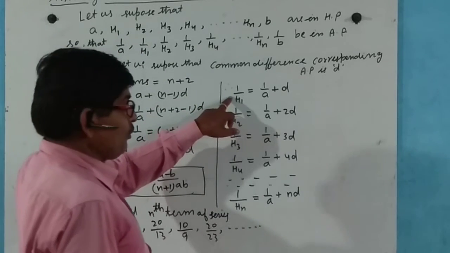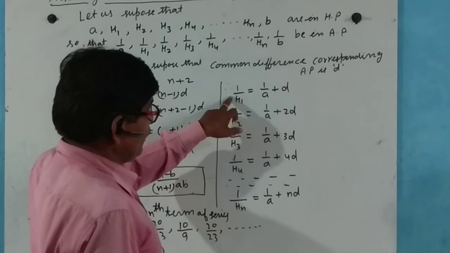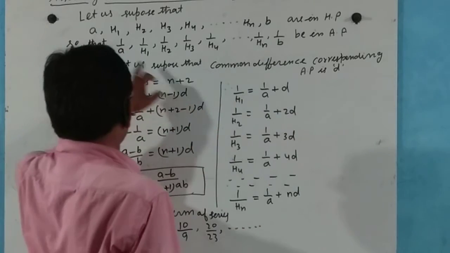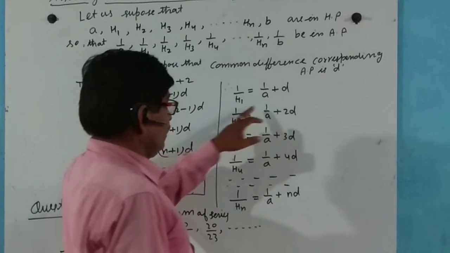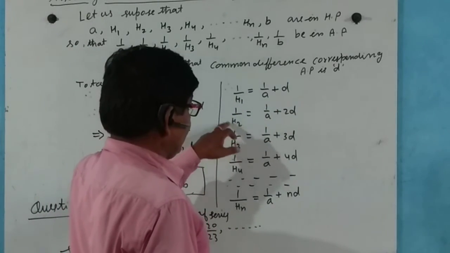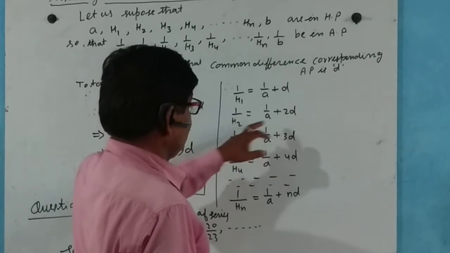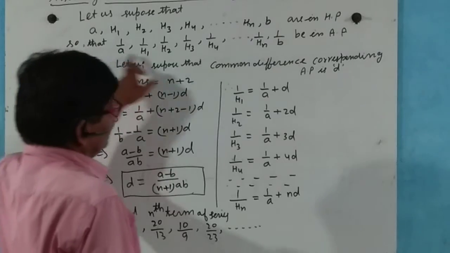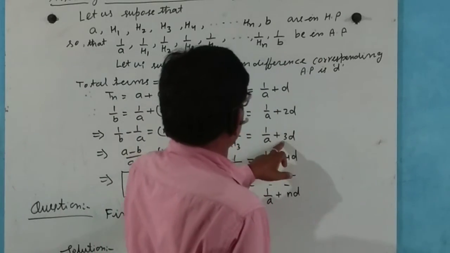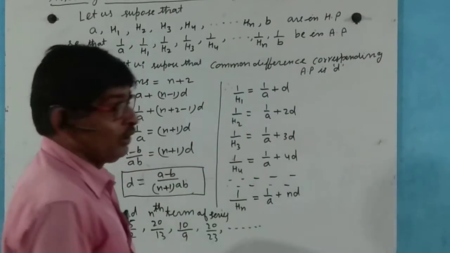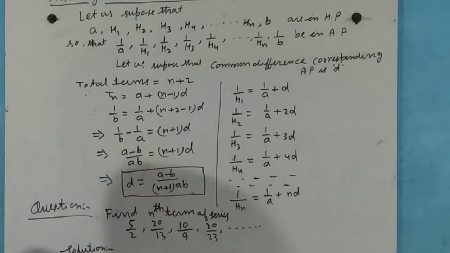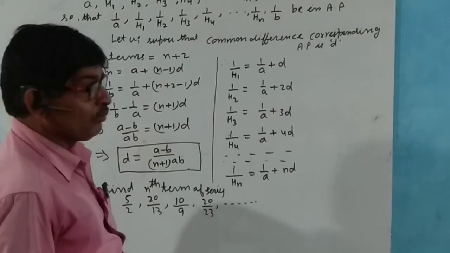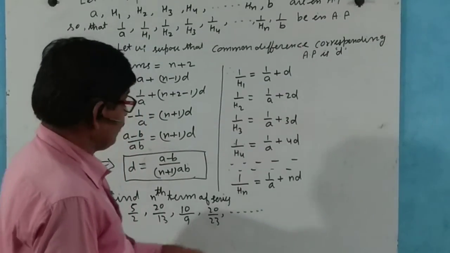1 by H1 equals 1 by A plus D, 1 by H2 equals 1 by A plus 2D, 1 by H3 equals 1 by A plus 3D, and so on. With the help of this, we calculate the n harmonic means between the two given numbers.